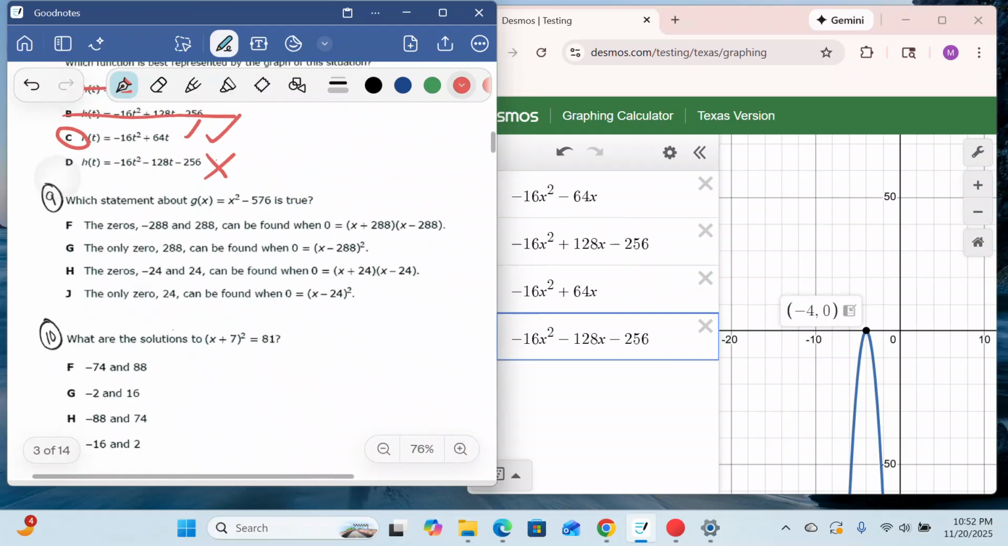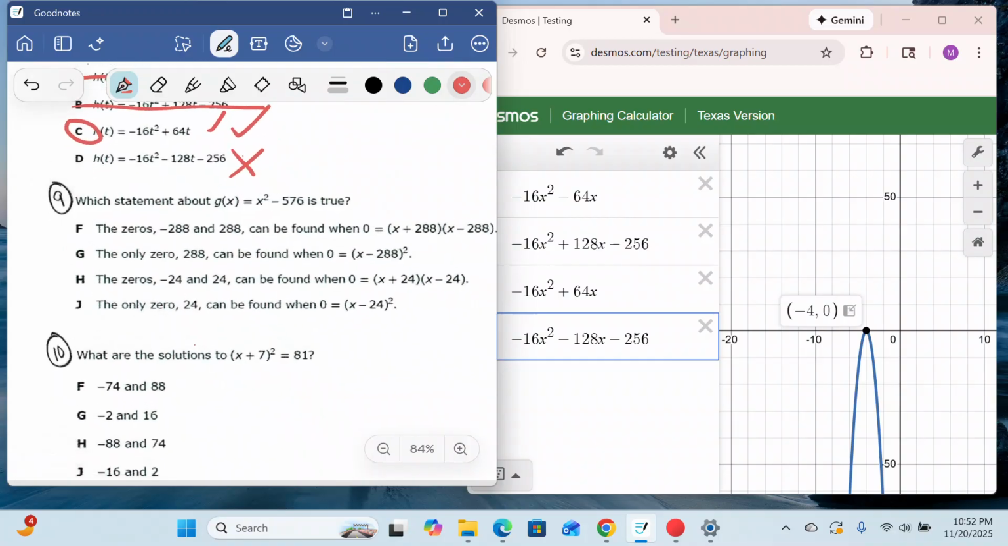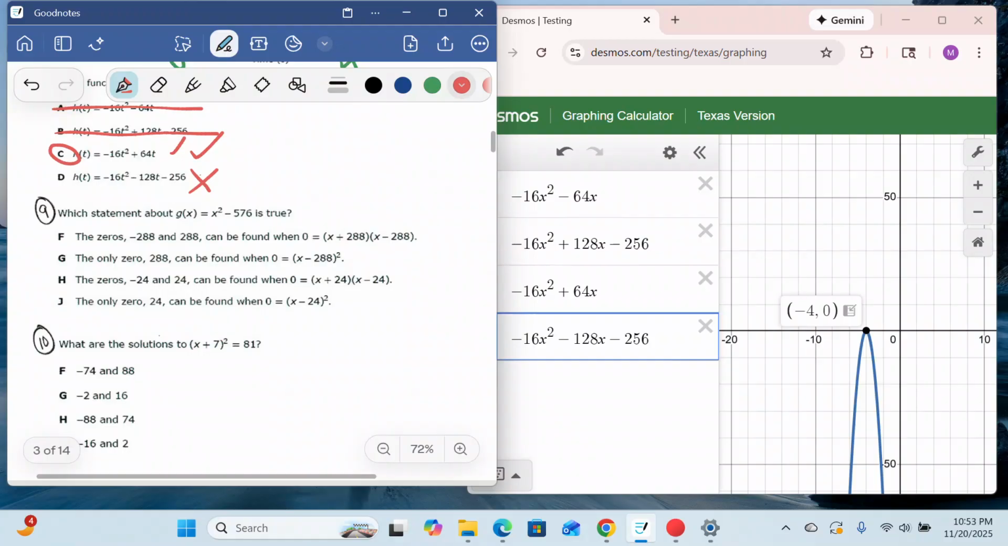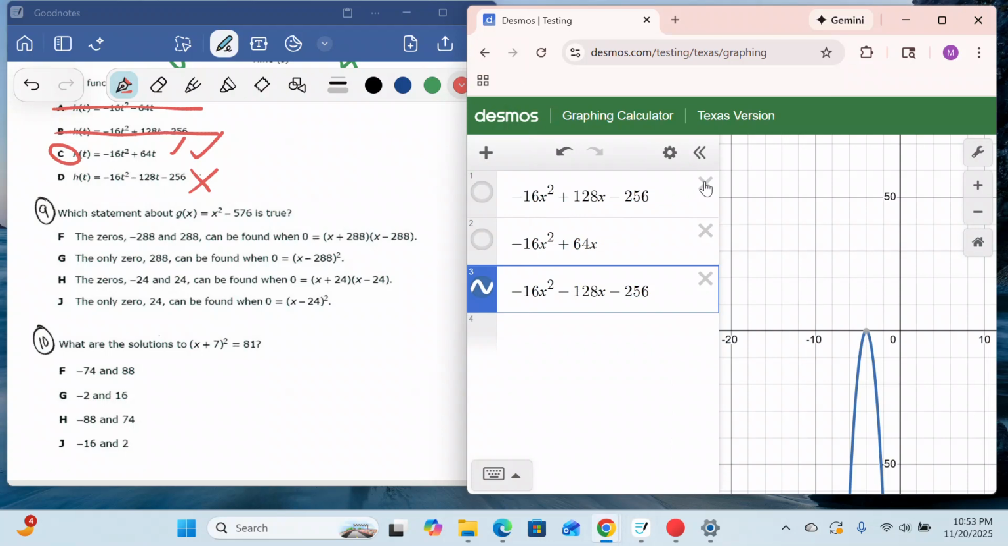So we're going to do a similar one. Which statement is true about g of x equals x squared minus 576? And it gives you answer choices. So I would pause the video, try to do that one, and check it to make sure you got it correct. So let me go ahead and clear the calculator, and then I'll start working it. Number 9.